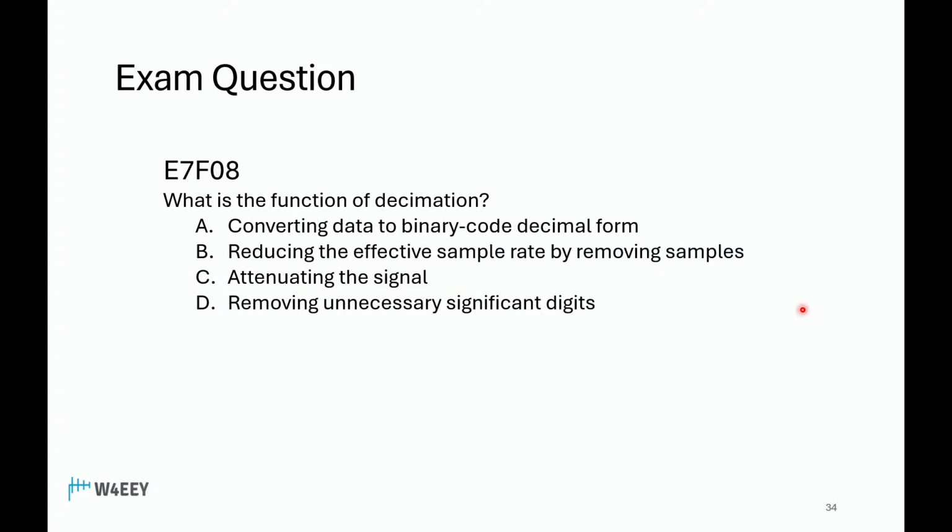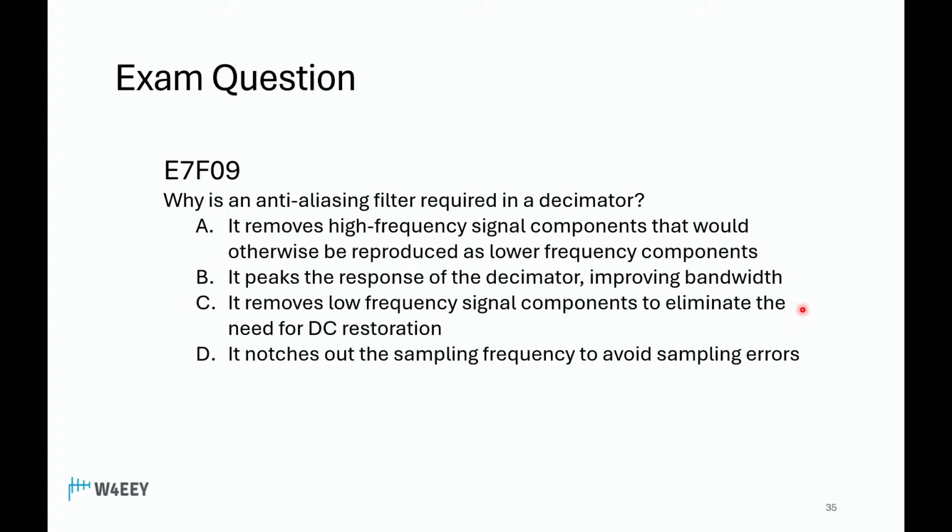What is the function of decimation? Bravo. Baker. Right, reducing the effective sample rate by removing samples. So you wind up with a lower bit rate out of the decimator. Why is an anti-aliasing filter required in a decimator?